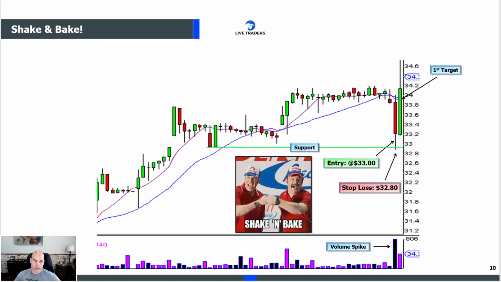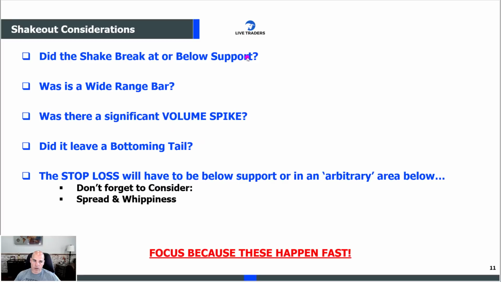All right? Hold on. Let's go back. So once you put all of these together, shake below support, wide range bar, huge volume, bottoming tail, you know it's likely a shake. You know it's not likely going to continue in that direction. It's probably going to reverse. So the stop loss is going to have to be below support or in an arbitrary area. Don't forget, I should have put this on the same line. I don't know why I put it on a different line. Don't forget to consider the spread and whippiness of it. Okay? Don't forget to consider the spread and the whippiness of it.